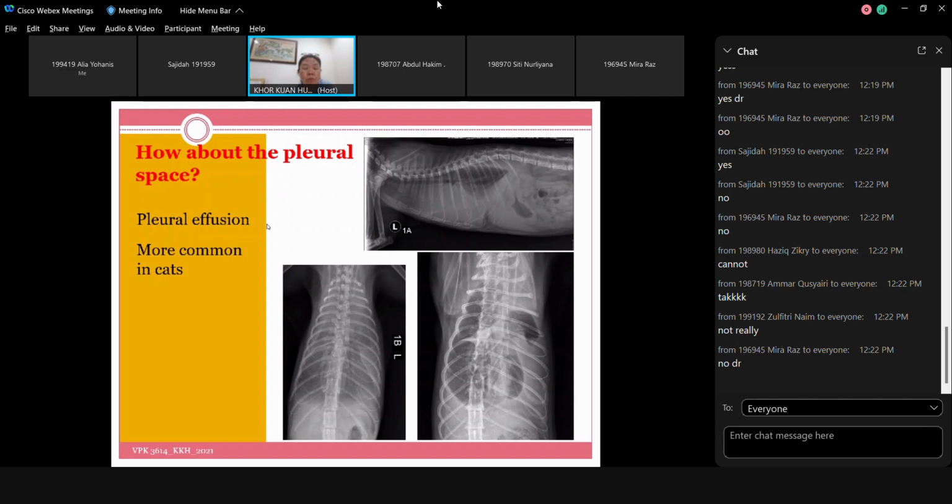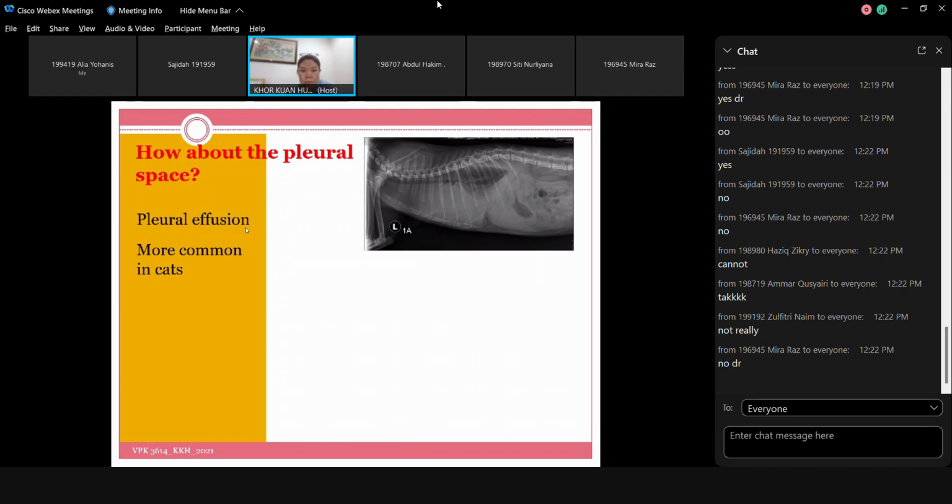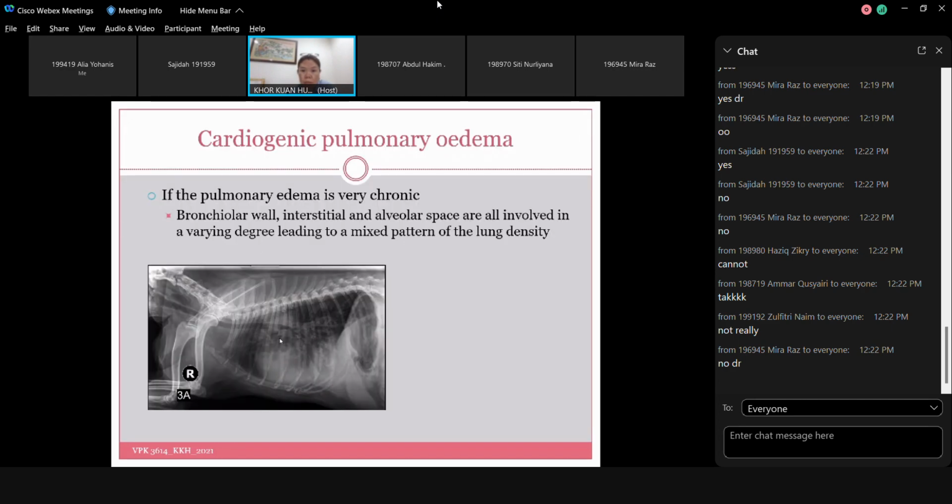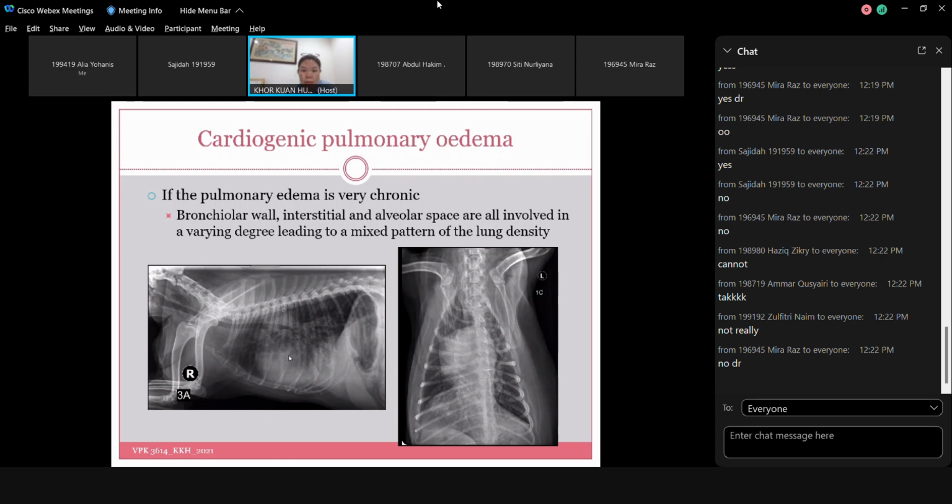Okay, always remember pleural effusion is common in cats. Yes, one of the differentials is heart disease. If you get pleural effusion in dogs, don't think about heart disease first. Think about other differentials. In dogs with heart disease, it's always pulmonary edema. Okay? Alright?